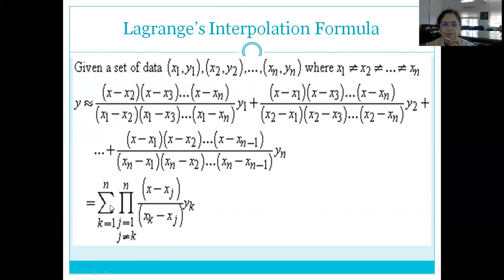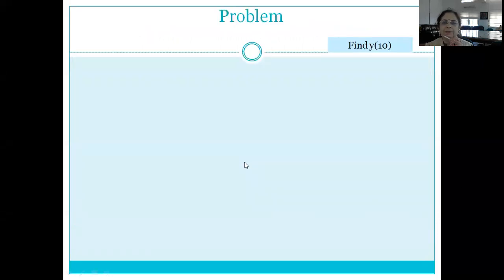data points from say 1 to n, where the product is considered for j equal to 1 to n but j not equal to k. Sometimes i, j or j, k, any two suffixes can be used. Remembering this in this form, first you have to understand the expansion, how it is calculated. Then this symbolic representation also surely helps. Now let us take one example.